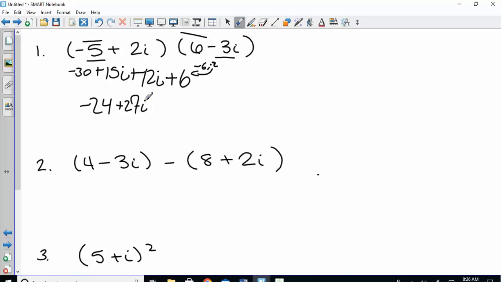One thing to mention on these, it has to be standard form, so that's a plus bi. So if you flipped it and wrote 27i minus 24, I would take off because it's not the standard form.